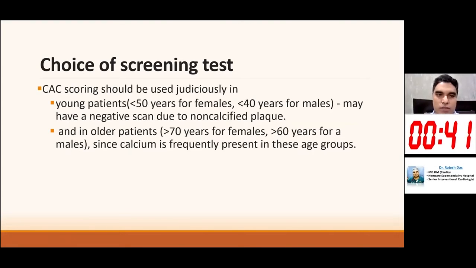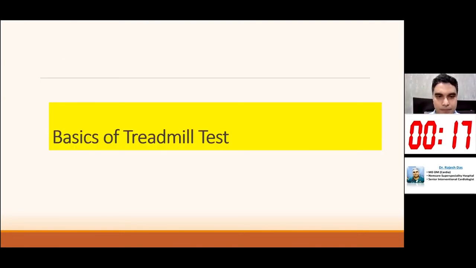We should use calcium scoring very judiciously in young patients, as I have already described. They can have non-calcified plaques. And in older patients, almost in females more than 70 years and males more than 60 years of age, they have extensive calcification without any obstructive CAD. So we should avoid prescribing in the extremes of these age groups.